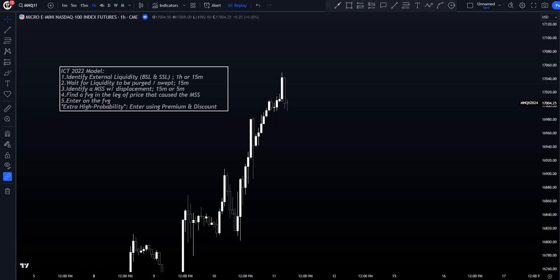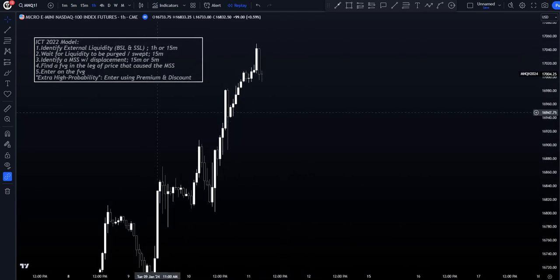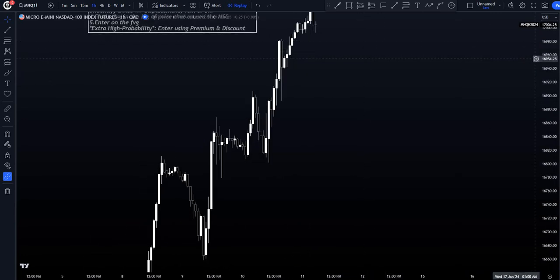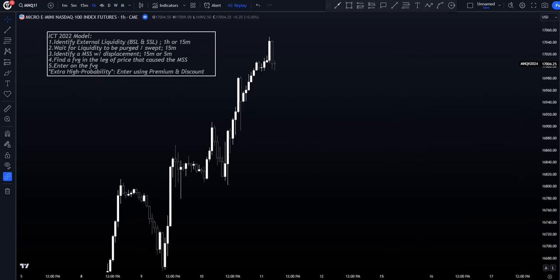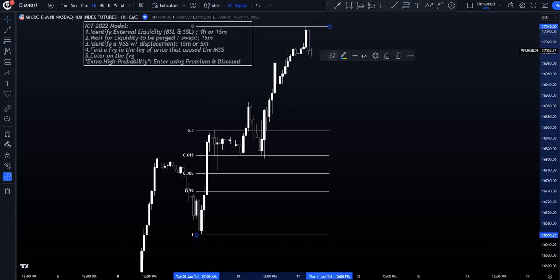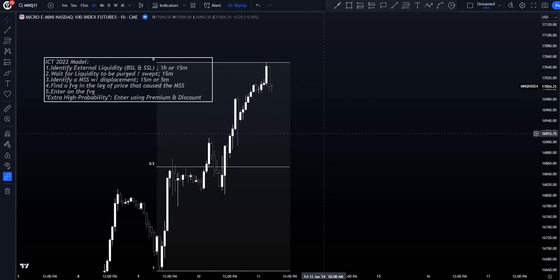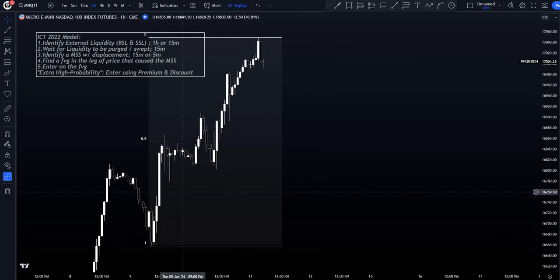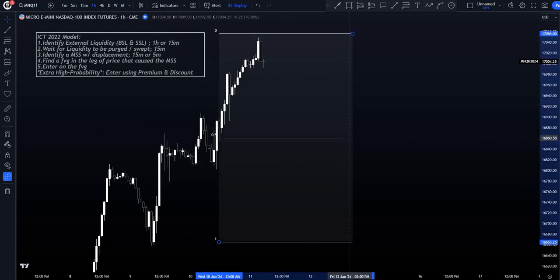Okay. So first off, we're going to do the first step, which is identify external liquidity, which is buy side and sell side, either on the 1 hour or the 15 minutes. So we're going to do the 1 hour. When we look at this leg of price, you guys may think the range looks like this, right? This looks like what the range would be, from this low to this high. That's what the range looks like it could be, right?